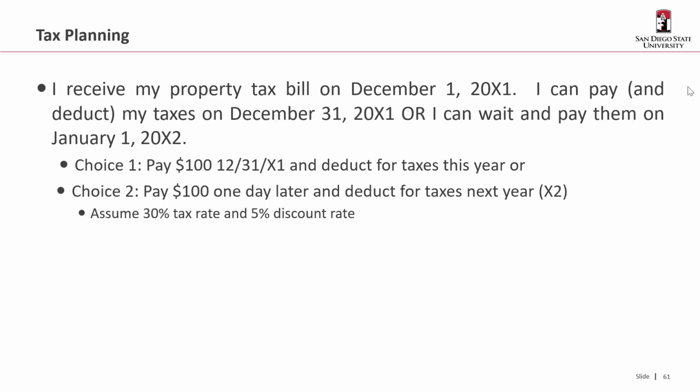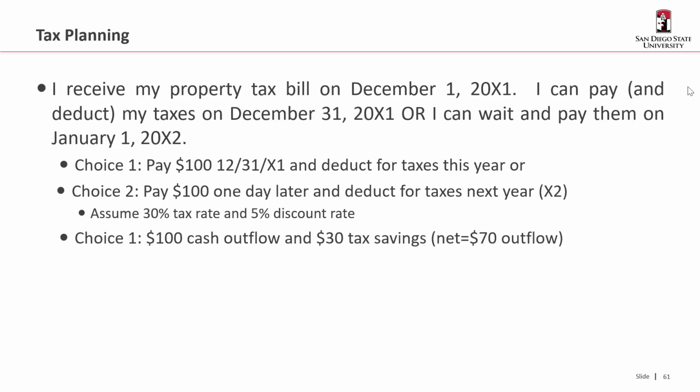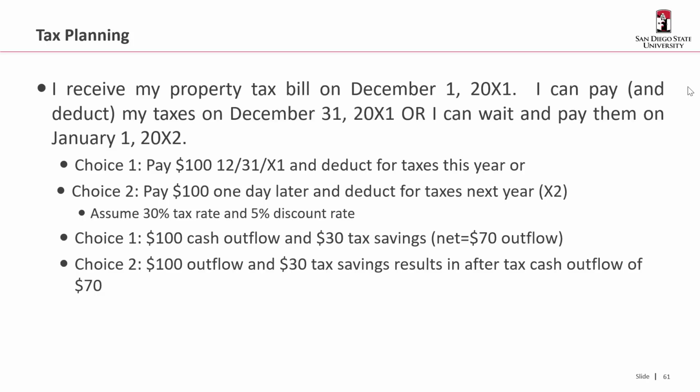The difference is if I go with choice one, I pay that $100 property tax bill this year, I'll deduct it for taxes this year. If I pay it one day later, I'll be able to deduct it only for taxes next year. So if we assume a stable 30% tax rate and a 5% discount rate, Choice 1 has a $100 pre-tax cash outflow, $30 of tax savings, and nets a $70 outflow. Choice 2 is a $100 outflow and $30 of tax savings, which results in an after-tax cash outflow of $70.